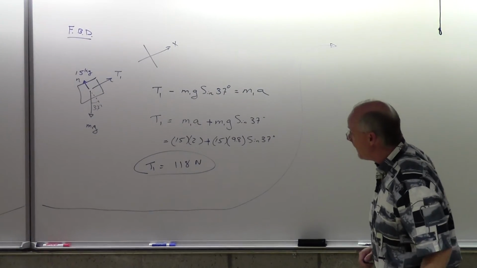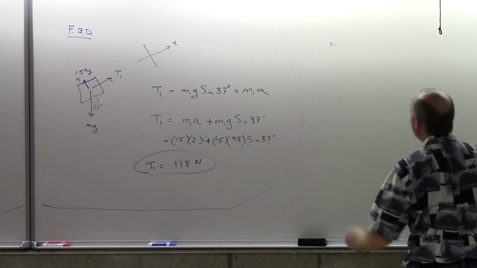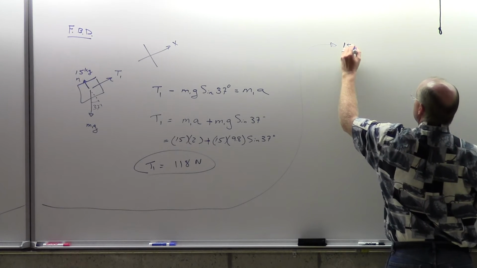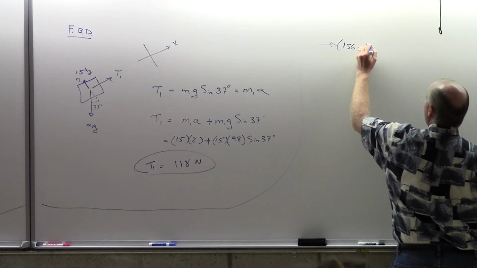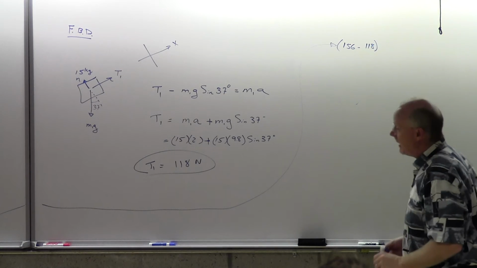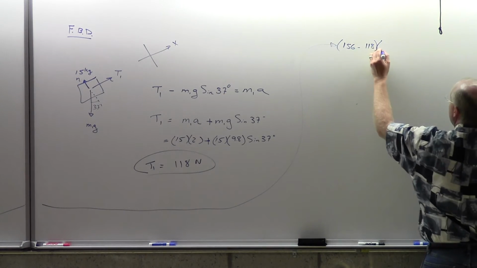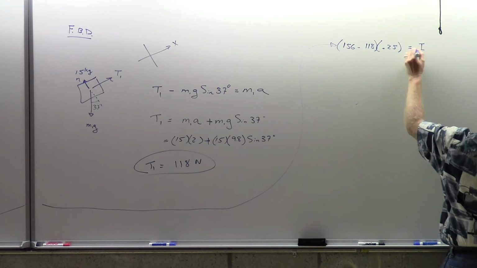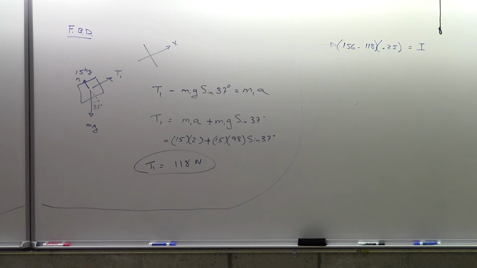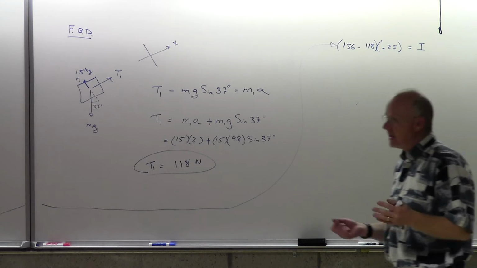over to here, I would have T2, which is 156, minus T1, which is 118, times the radius of the pulley, 0.25, has to equal I alpha. And this brings us to our last piece. How do you get alpha?